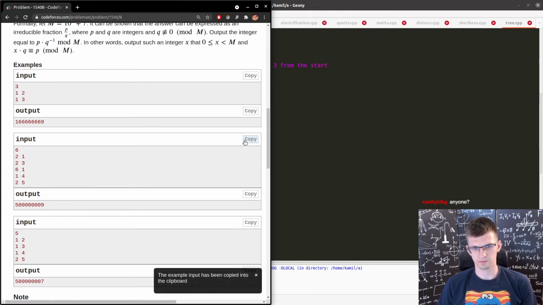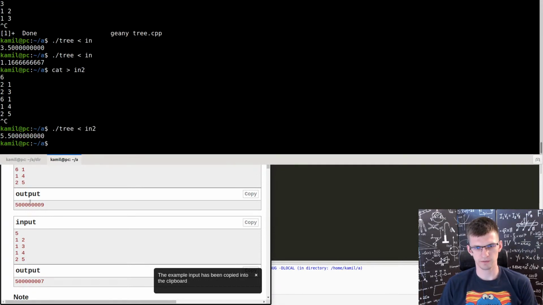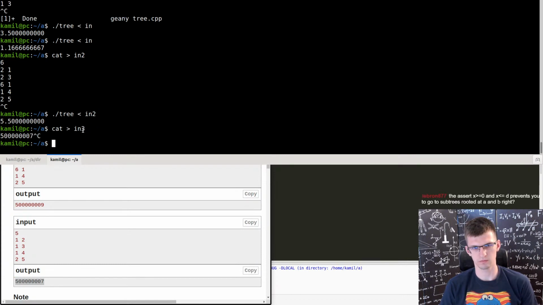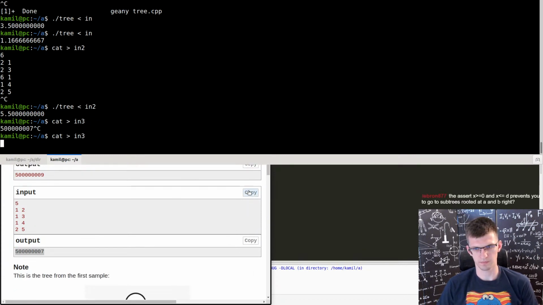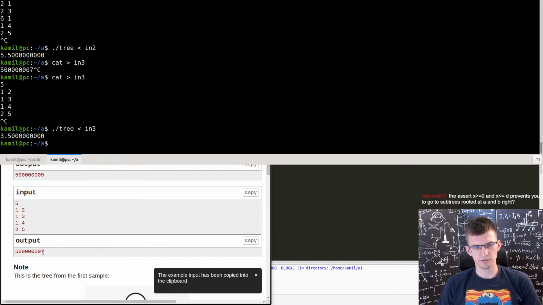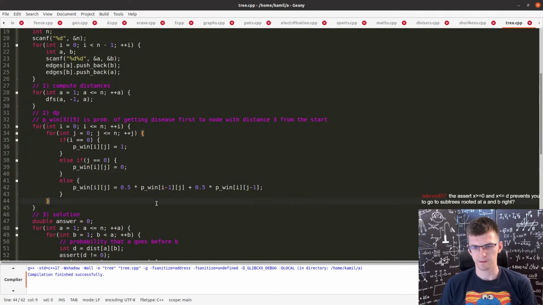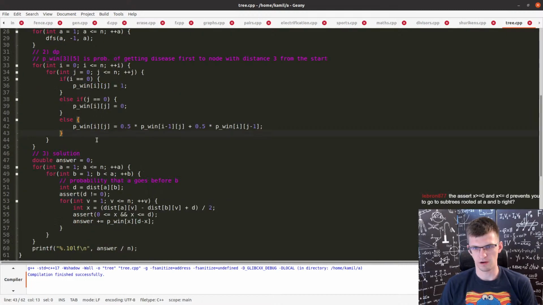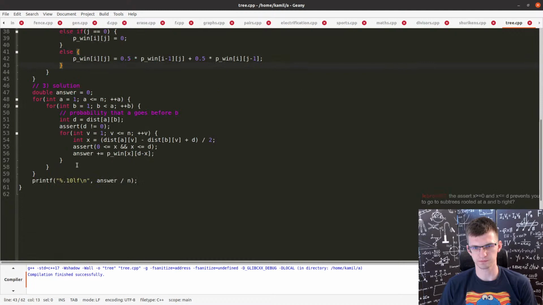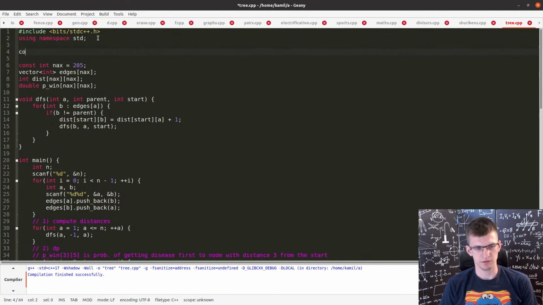Then two other inputs. Five and a half. Yes, this is 5.5. And this is 3.5. Right. It works on samples, so I think it will work always. Then I just need to use modulo. In particular, division by n. Okay, let's do it.